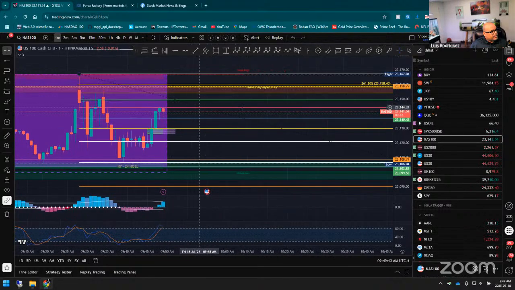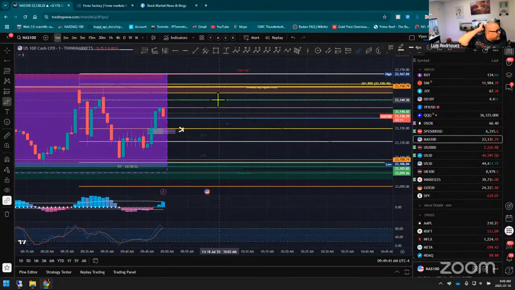Breathing. It's breathing, right? Go in, out, in, out. It got to the 61%, exactly to the 61% of the area. Let's see if it's going to respect it and push down to this area here. There you go.